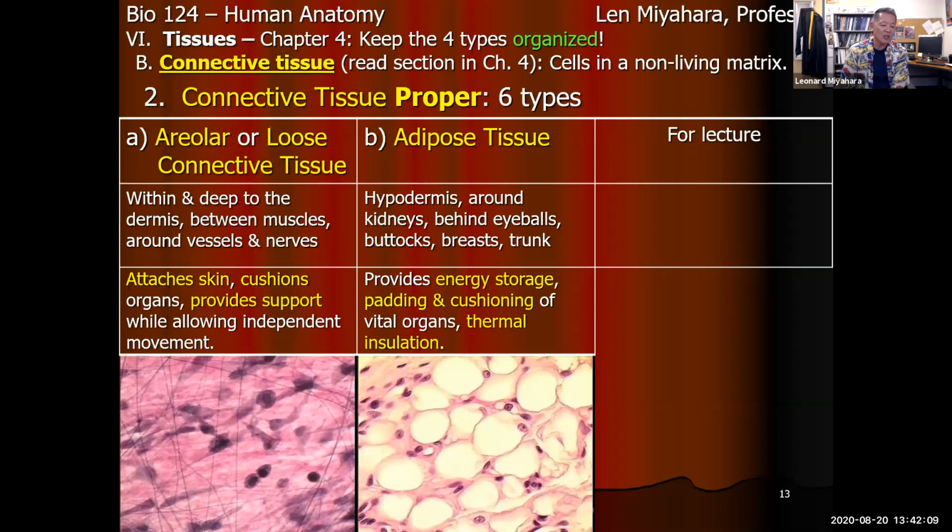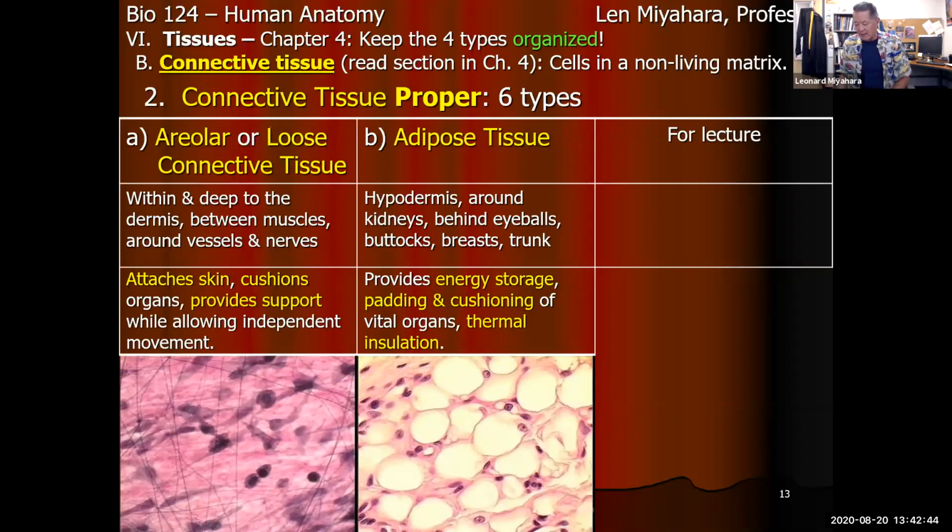Look at loose connective tissue. You can also call it areolar connective tissue. Which one's easier to spell? Yeah, loose. That's what I would do, loose connective tissue. You're not impressing me if you write out areolar. Don't write both of them like that's going to impress me. Just write one and go with the easier one. Loose connective tissue.